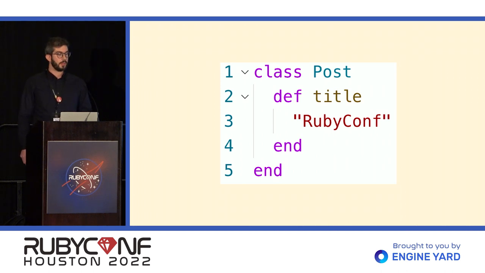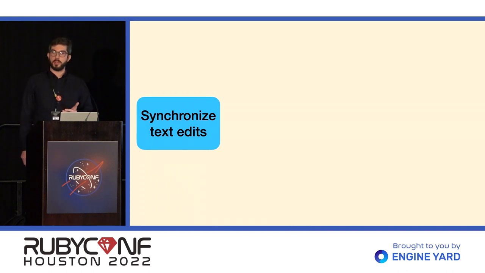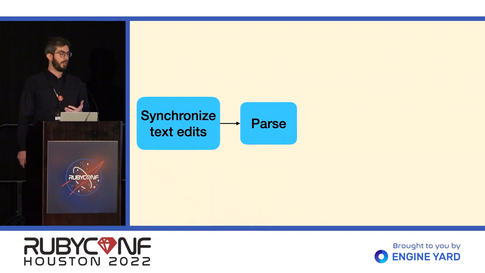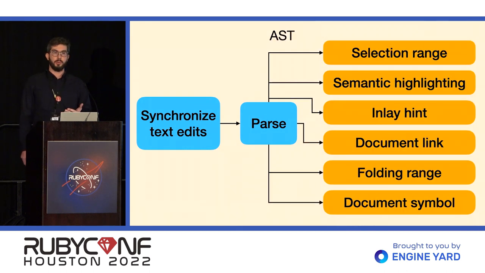The way all of these non-positional requests work in the Ruby LSP is the same. While you're typing, we are synchronizing your text edits from the editor into the server. And once you stop, like once the debounce runs off on your typing, then we parse that file and pass along the AST to every single non-positional request. And they're all implemented with visitors. So basically, they all subclass the visitor parent class, and they just override the node-specific visits for whatever they're interested in. So they're all very similar in their implementation.